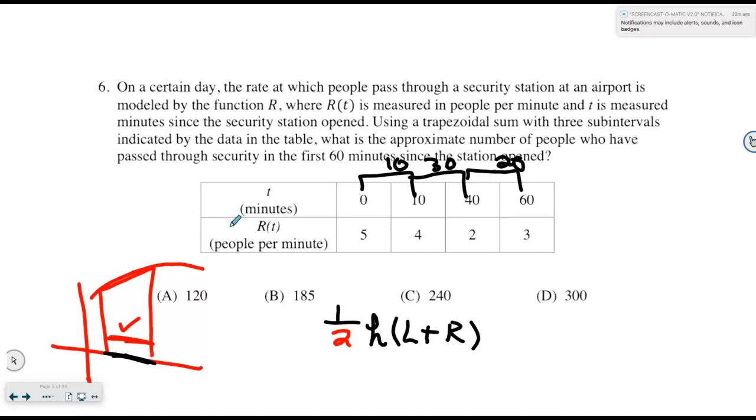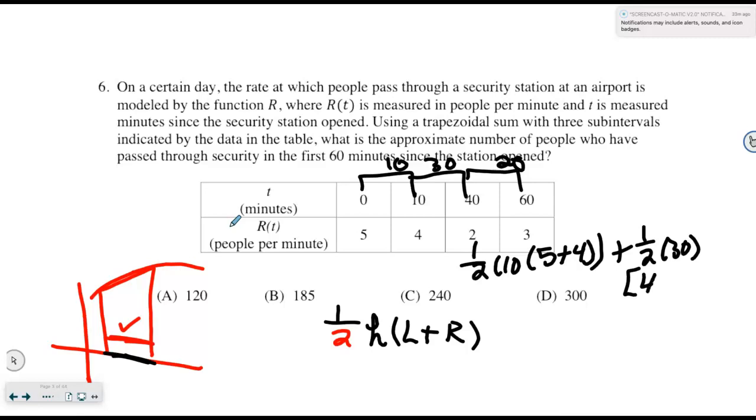So if I were to set that up, I'd say, well, I have to do 1/2 of the first height times left plus right. And then I'd have to do 1/2 of the second height. You guys can help me with the arithmetic. Times its left plus its right. And then I have to do 1/2 of the third height times its left plus its right. Somebody who remembered how to do that and did their arithmetic by hand and got a number, tell me what it is. 185? Awesome, thank you.